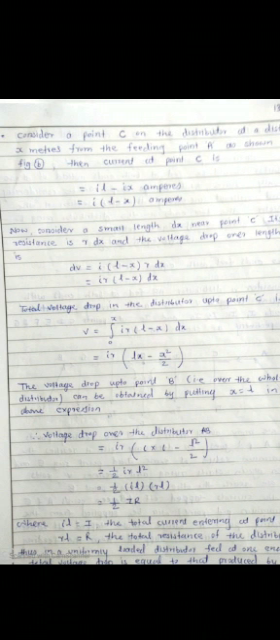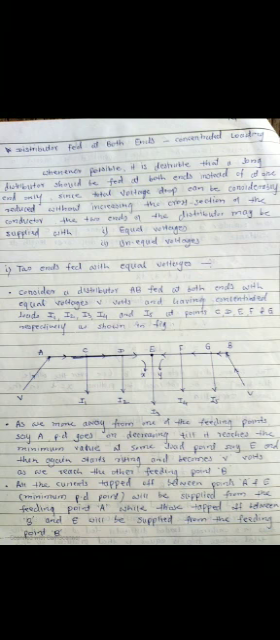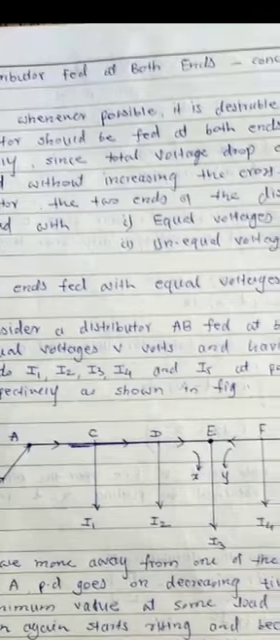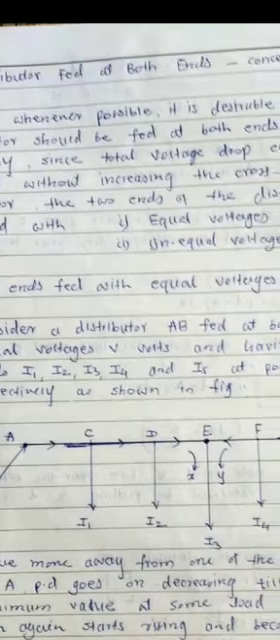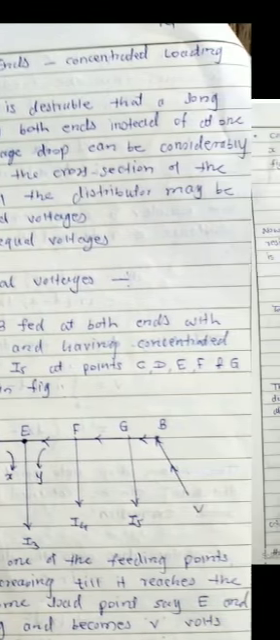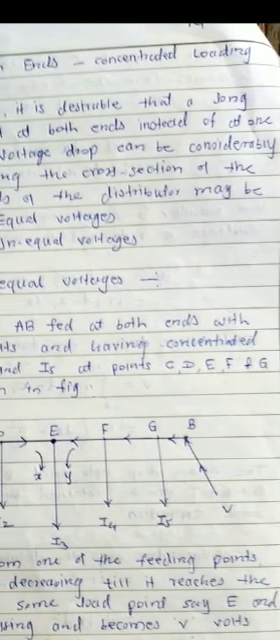Next is the distributor fed at both the ends with concentrated loading. In that concentrated loading there will be two parts. One is the equal voltages, another is the unequal voltages.